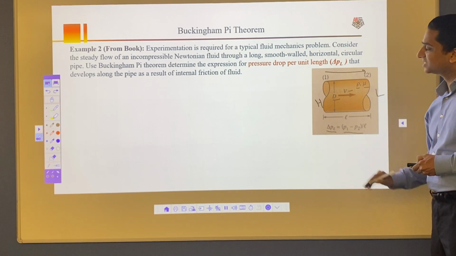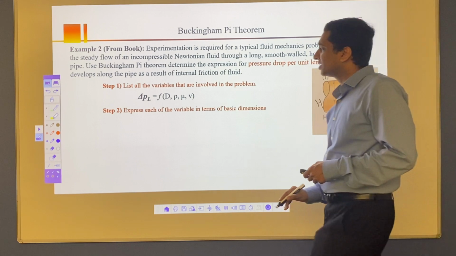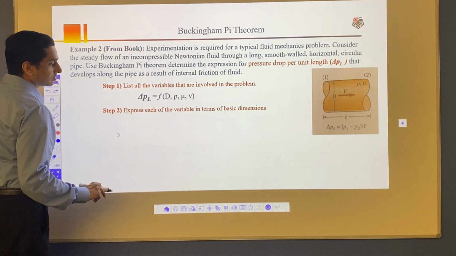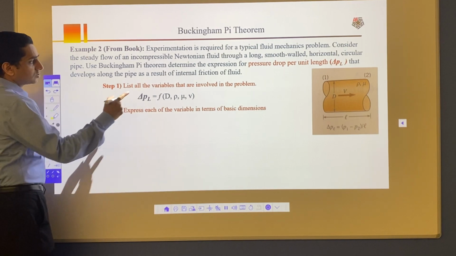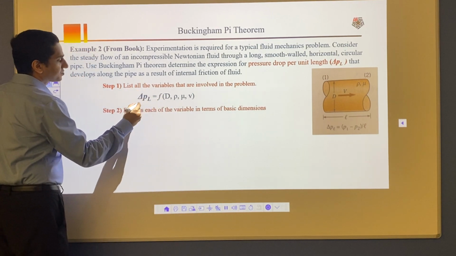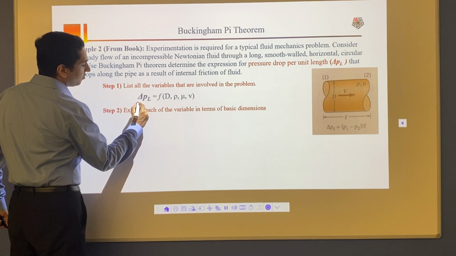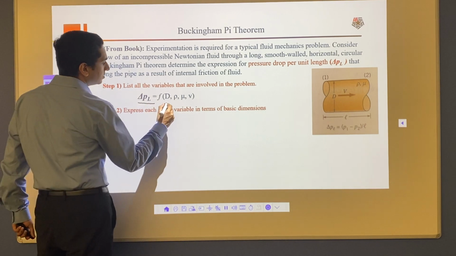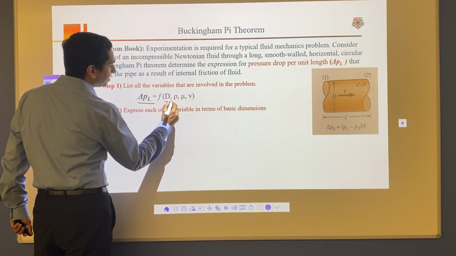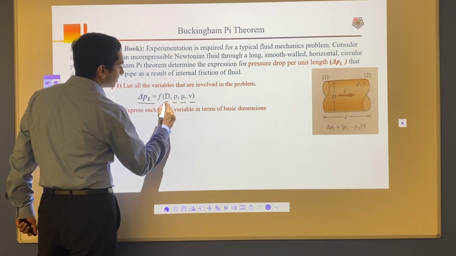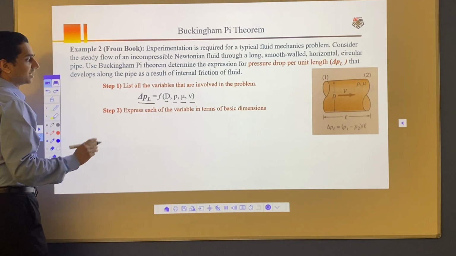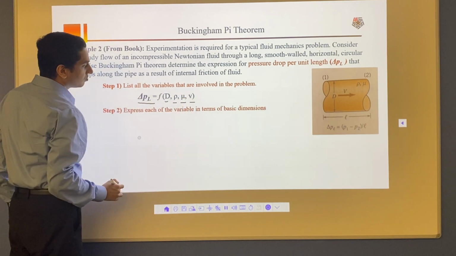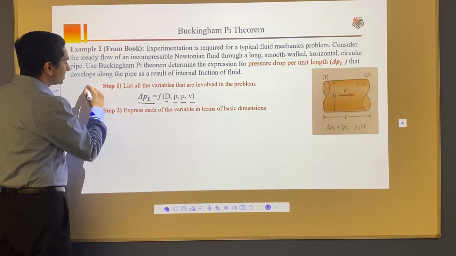So let's start with step 1. Step 1 says list all the variables that you have in the problem. First one, the dependent variable delta P over L is equal to a function of diameter, density, viscosity, and velocity. So we have 5 variables here. This is a solved problem from the book. So delta P over L is a function of all these 4 variables. Write down the variables. Step 1 is done.